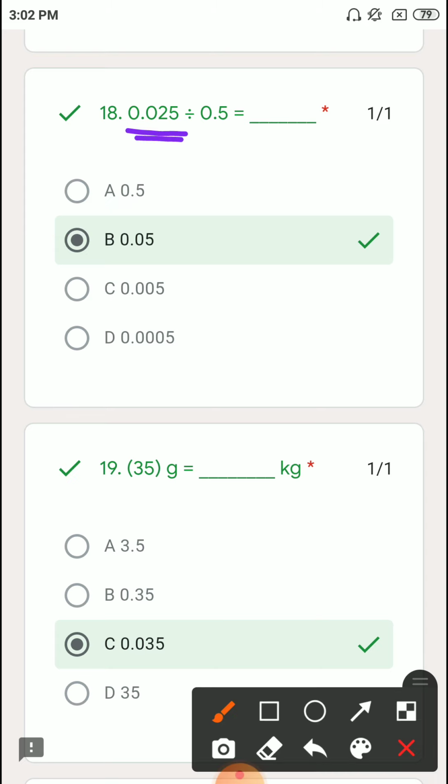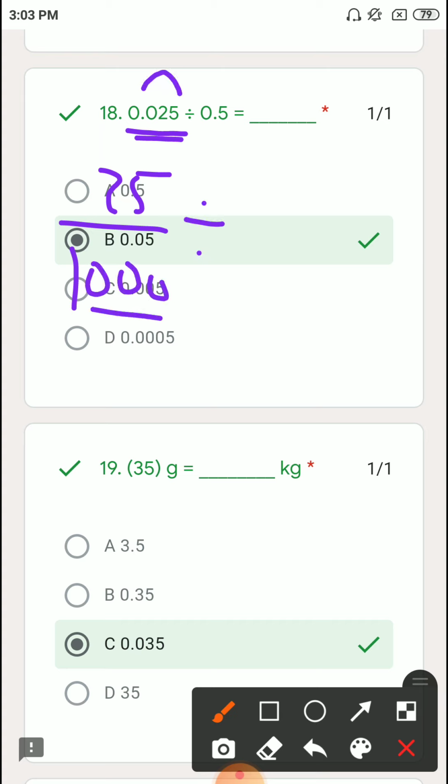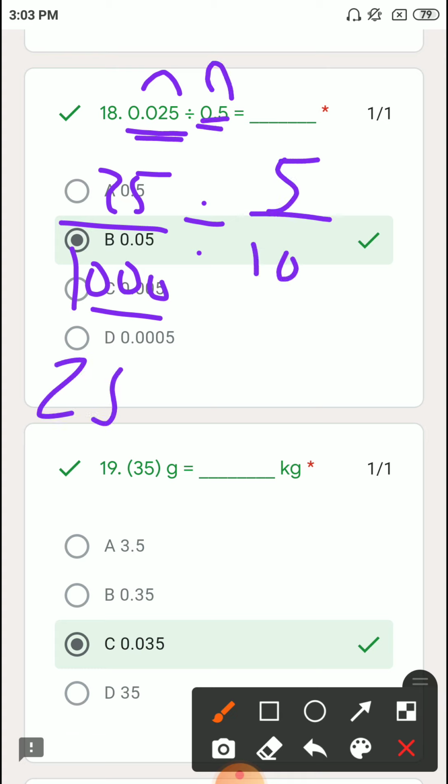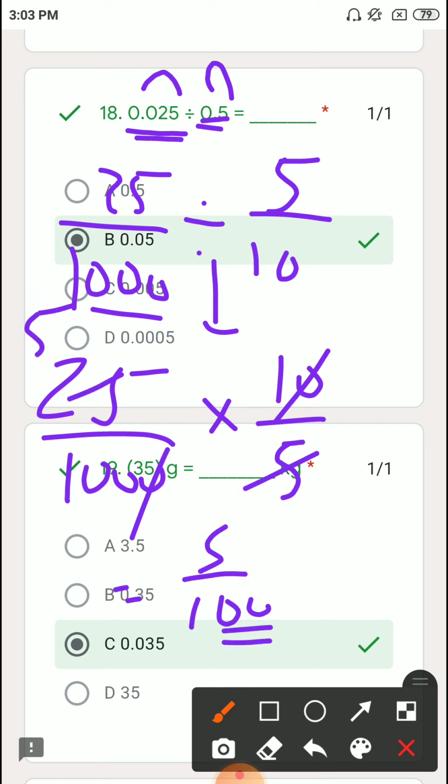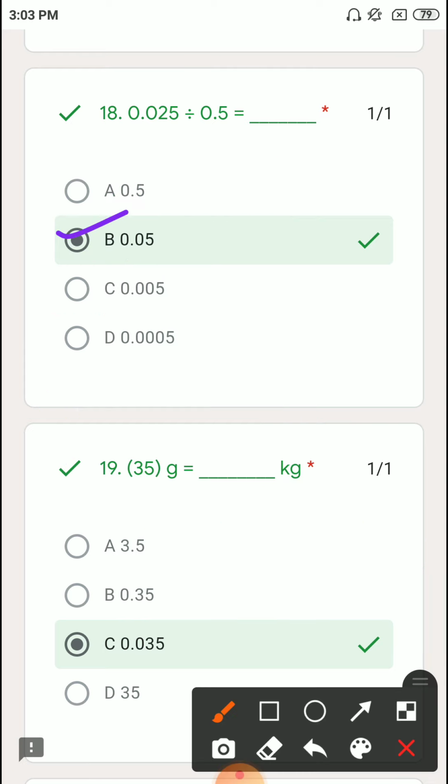Okay, quickly, first of all, we need to convert this number into fractions. So 25 divided by 1000, because after the decimal point 3 digits are there. Now divide by 0.5. So 5 divided by 10, because after the decimal point 1 digit is there. Now if we want to convert division into multiplication, then we need to take the reciprocal. So 10 by 5, 10 cancels with 100, 5 5s are 25, so 5 by 100. So again, in denominator we have two zeros, so in numerator before 2 digits we need to put a decimal point, but we have only 1 digit, so put 0.0, so 0.05. Okay, option B is correct.